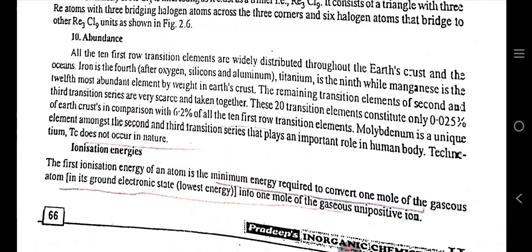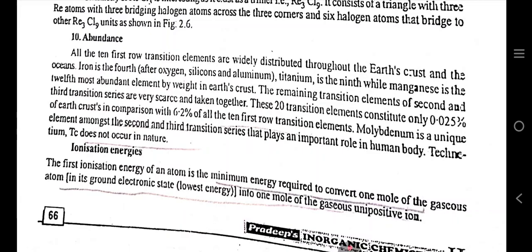The remaining transition elements of the second and third transition series are very scarce. Taken together, these 20 transition elements constitute only 0.025% of Earth's crust in comparison with 6.2% for all the 10 first row transition elements. Molybdenum is a unique element amongst the second and third transition series that plays an important role in the human body. Technetium does not occur in nature.